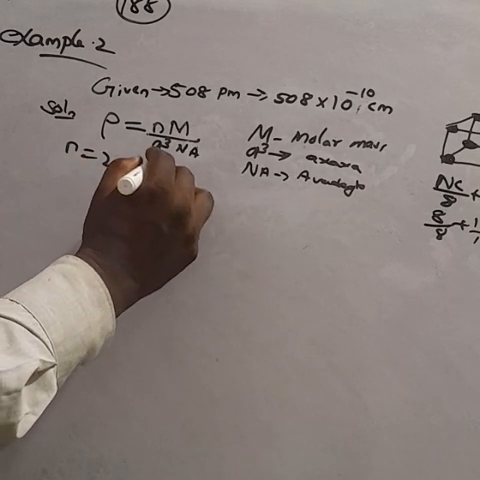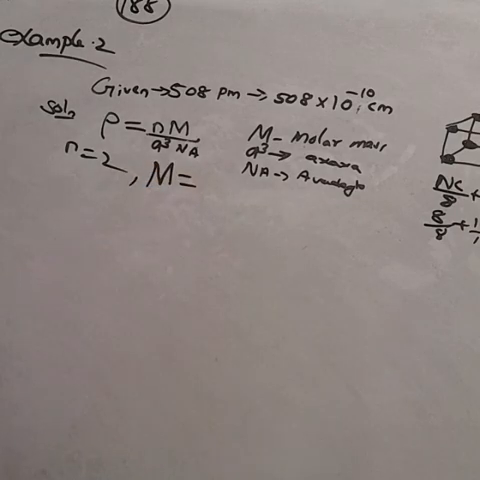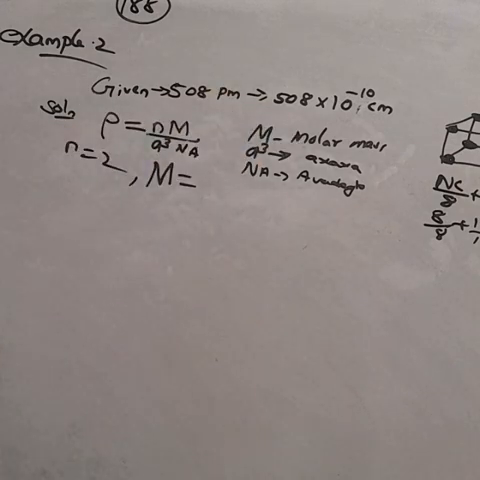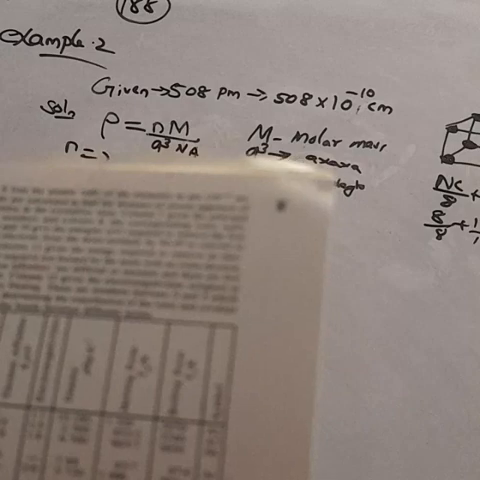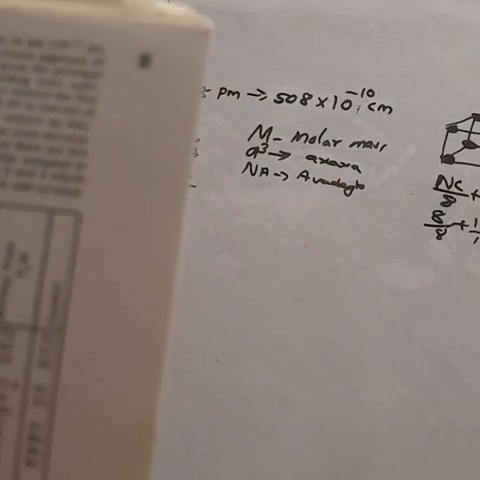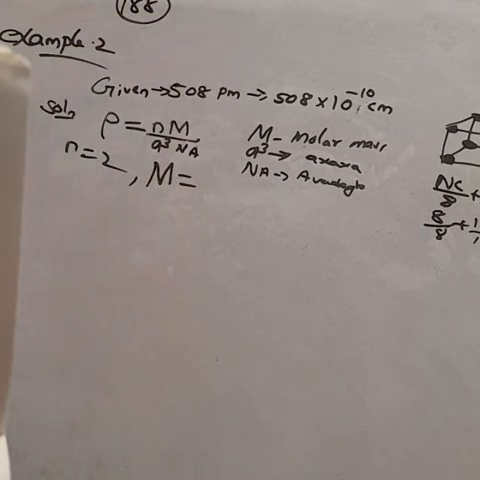M, that is capital M, means we have to find the molar mass. Don't forget that: the molar mass. So now we take the logarithm book. Take the logarithm book, page number 56. This is page number 56.